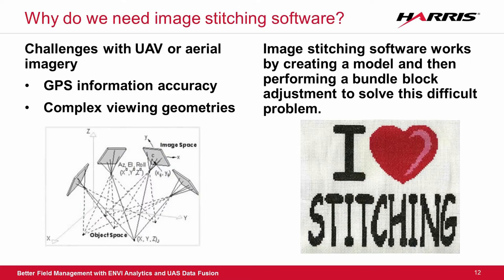So for those of you that are not too familiar with UAV data processing, there's a few reasons that you need to have image stitching software. The first is that the collection of the data itself might have inaccuracies in the GPS information. There might be complex viewing geometry. So that's the way that the sensor or camera was oriented when it actually took the picture. So what image stitching software does is it uses something like a bundle block adjustment to go through and try to identify the actual orientations and locations of those sensors when the image was taken. And so with this information, then you can actually stitch everything together.